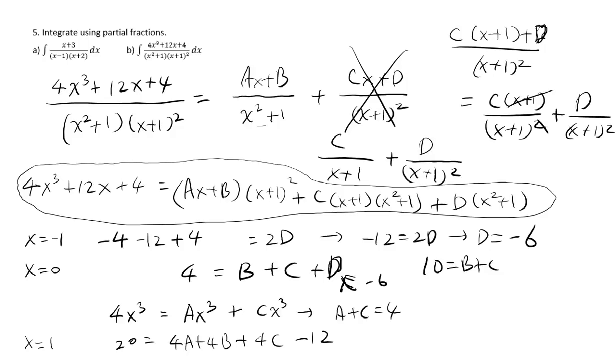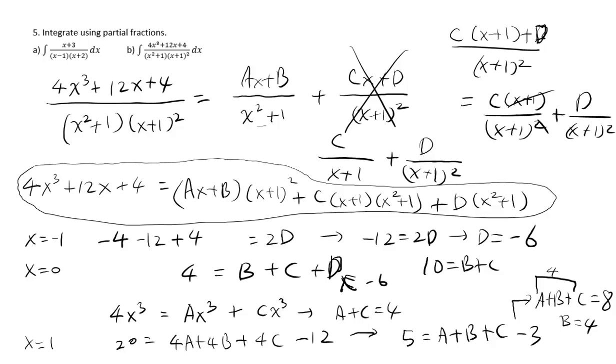Okay, now let's see. Everything's divisible by 4, so let's divide by 4. You get 5 equals a plus b plus c minus 3. So that means a plus b plus c is 8. Now, didn't we get that a plus c is 4? So since a plus c is 4, what would b be? b plus 4 is 8. b must be 4. If b is 4, I get c as 6. And if c is 6, then when you plug in here, I get a as negative 2.